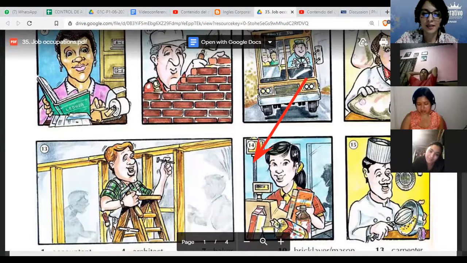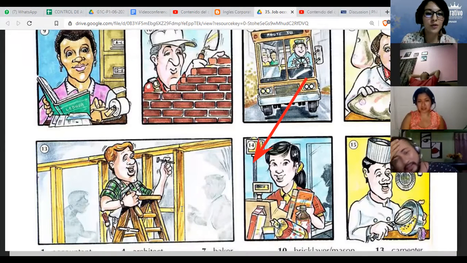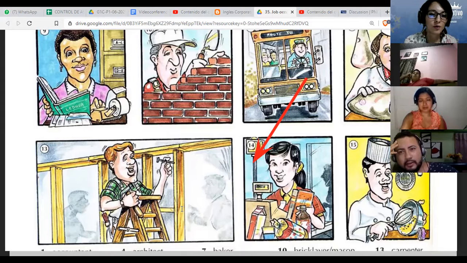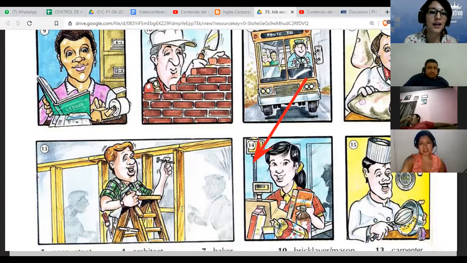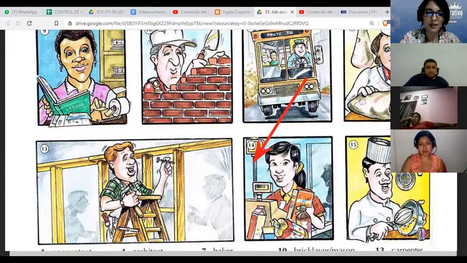What is cajera, pero no sé cómo se dice. Okay, and you guys, do you remember? We checked that one yesterday. ¿Se recuerdan que la vimos ayer? Do you? Cashier. That's the cashier. Cashier, yes. And I'm going to send it in the chat. Cashier.